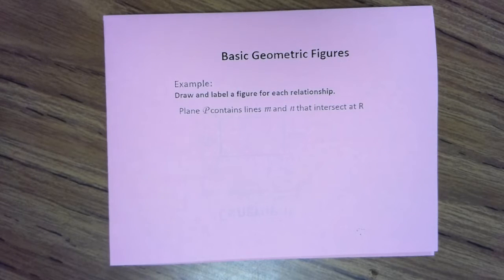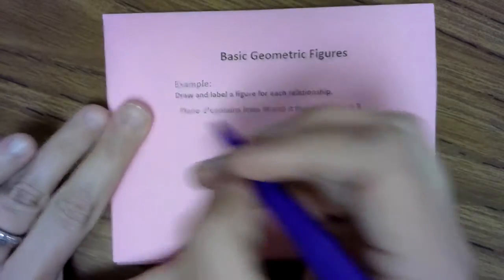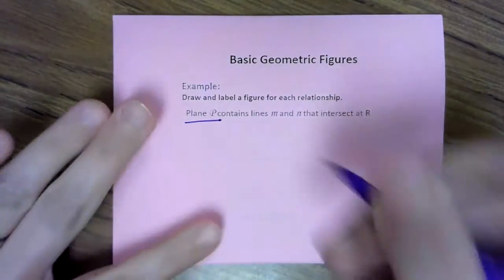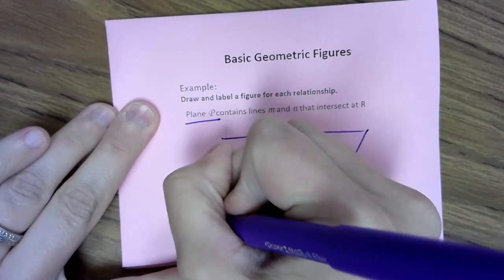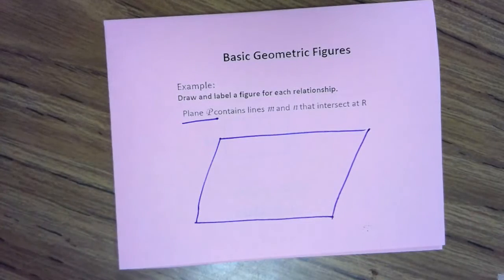So here's your first example. Draw and label a figure for each relationship. It says plane P contains lines M and N that intersect at R. So first let's look at this. I'm just going to go one part at a time. Plane P. Well, I know how to draw a plane. We've been talking about that. Here is my plane. And it's called plane P.